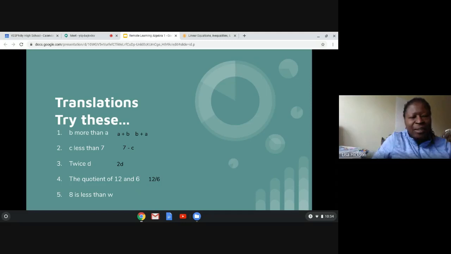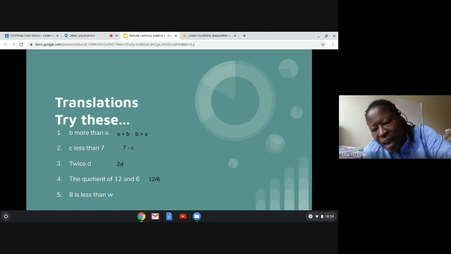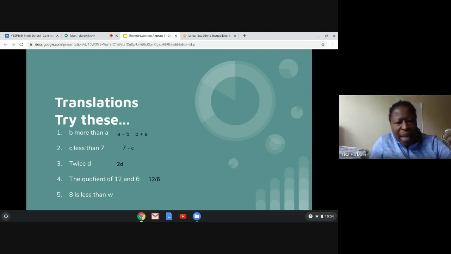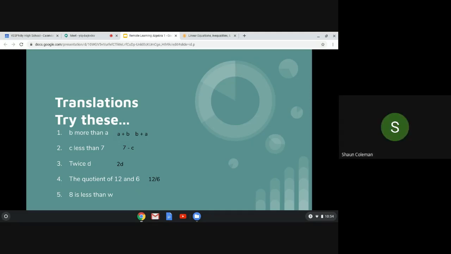You know that the quotient means that you are dividing. That's 12 divided by 6. Absolutely. And the last one, 8 is less than W. What does that look like? 8 subtract W. Anybody disagree? It's 8 with the little sign pointing towards the W.